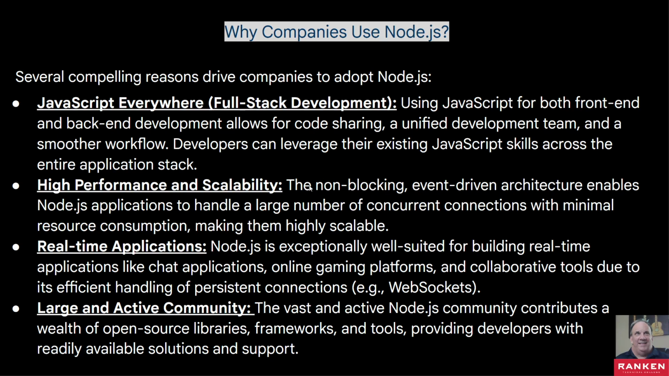High performance. The non-blocking event-driven architecture enables Node applications to handle a large number of concurrent connections with minimal resource consumption, making them highly scalable. Real-time applications. It's well suited for building real-time applications, like chat applications and online gaming platforms. My examples were kind of from a business standpoint. Maybe a stock application where you're getting stock prices or cryptocurrency prices.